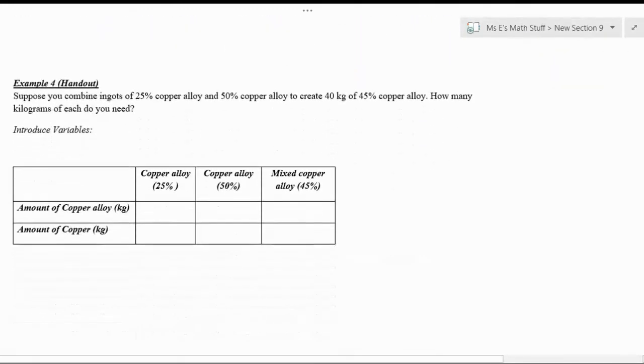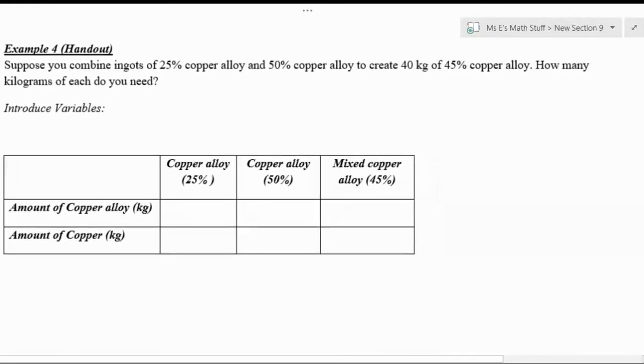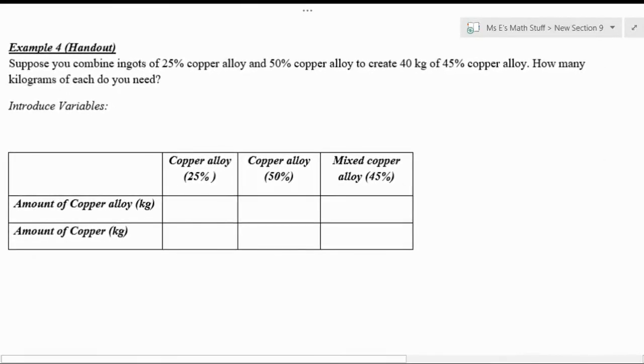All right, my friends, last problem. This one is available on that little handout as well. Suppose you combine ingots of 25% copper alloy and 50% copper alloy to create 40 grams of 45% copper alloy. How many kilograms of each do you need? All right. Big hint, start by introducing variables. Then this table is here. It's optional, but I personally do find it helpful for organizing things and then getting my system of equations.